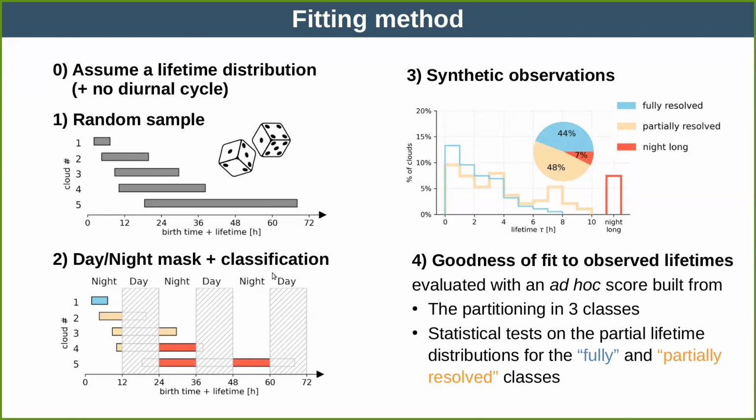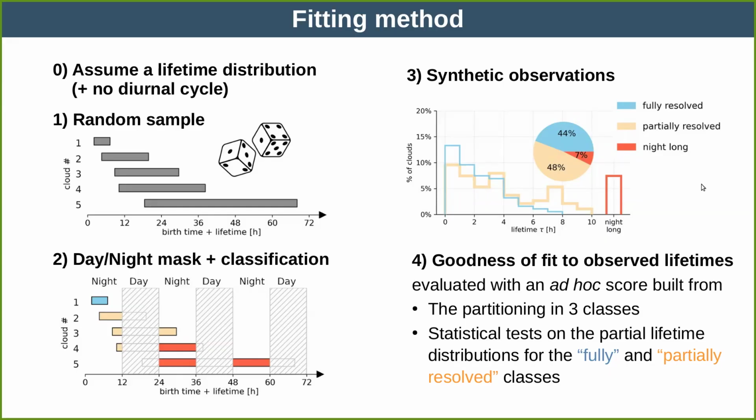and then we apply a day-night mask to remove the daytime and mimic the Lidar observation. So we finally classify what is left the same way we classified the observation. For example, here fully resolved clouds, a bunch of partially resolved clouds, and a few long-lived night-long clouds. So from there we get a partitioning in three classes and apparent lifetime distribution for the fully and partially resolved classes.